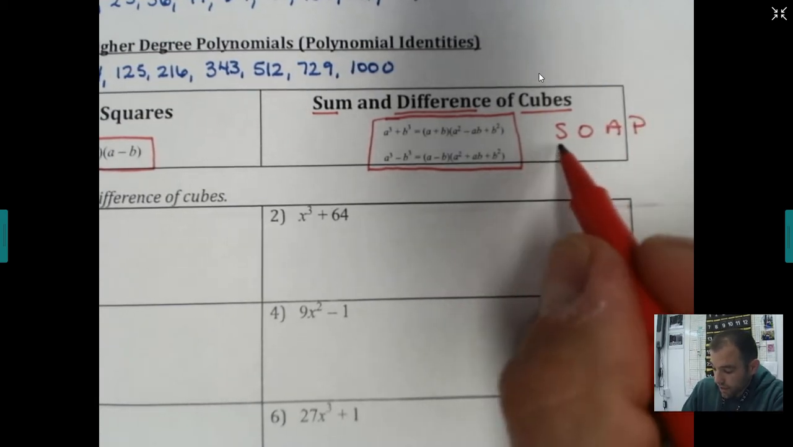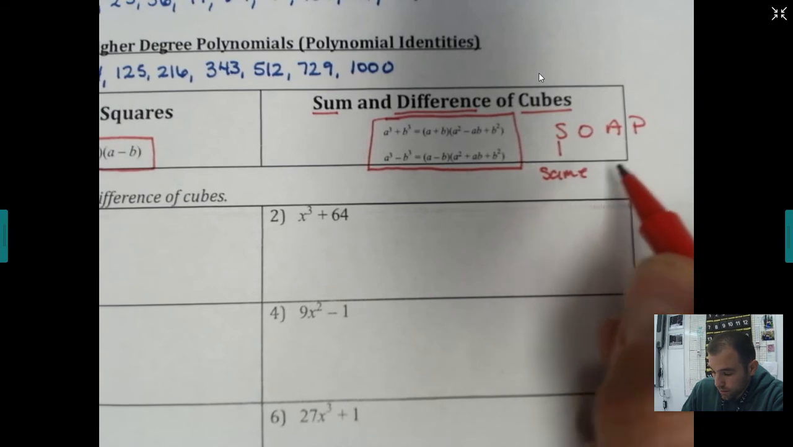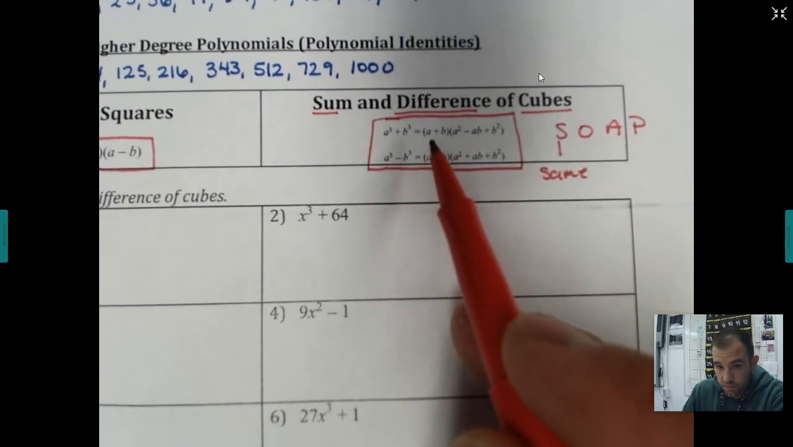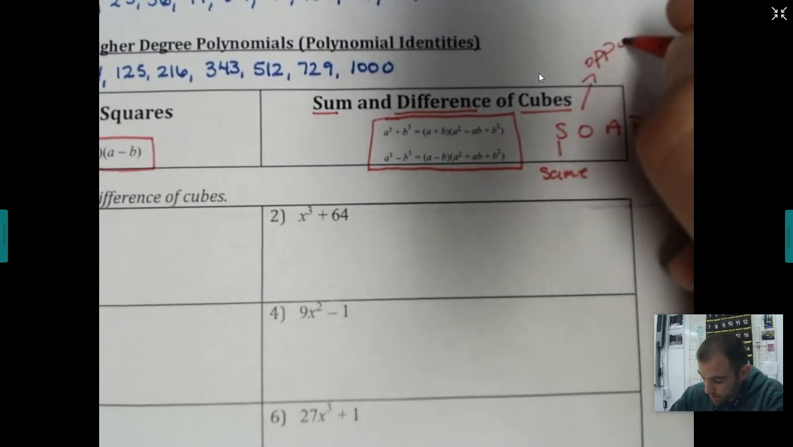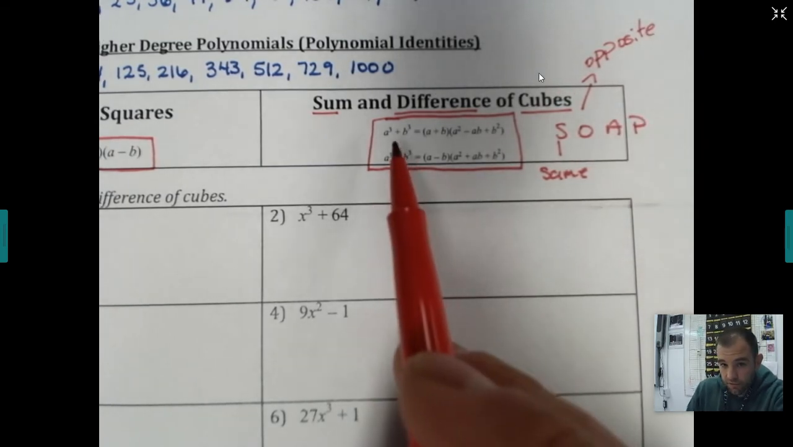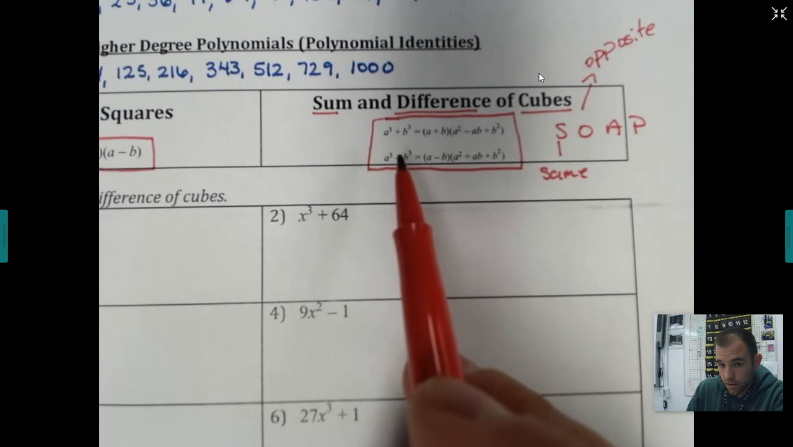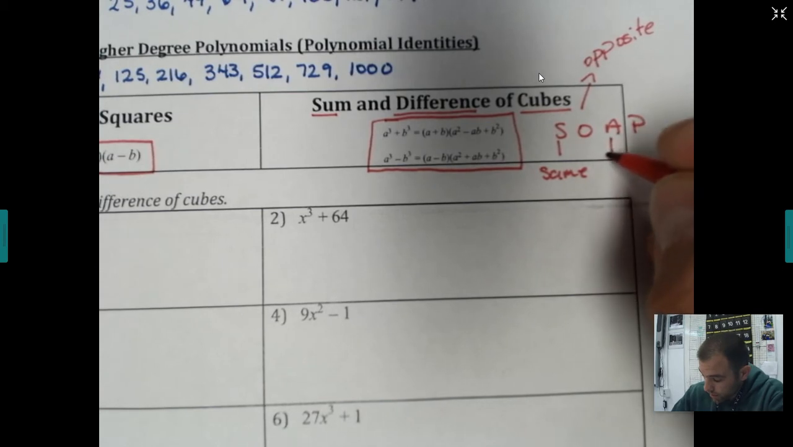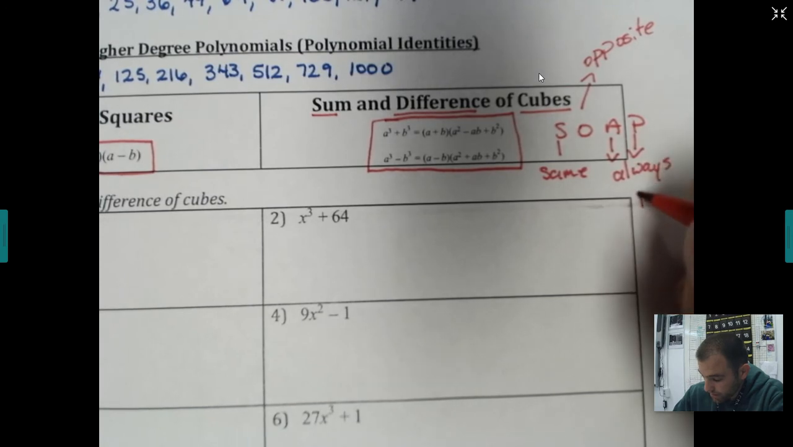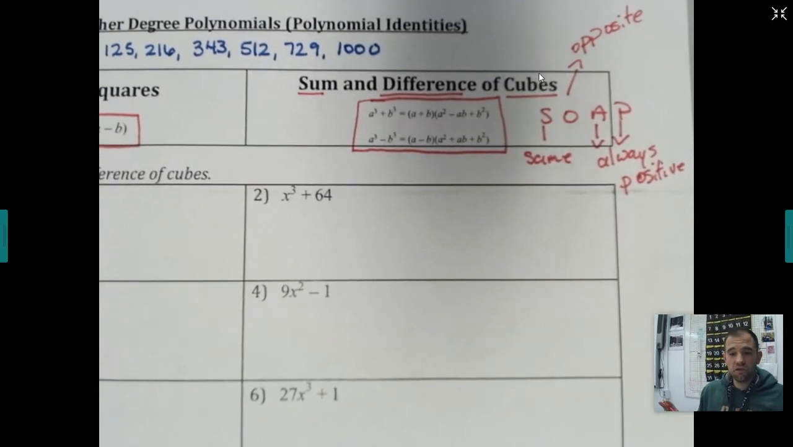The way I remember the signs is through something called SOAP: S-O-A-P. The first sign is always the same: if it was a plus, the first sign is a plus, and if it was a minus, the first sign is a minus. The second sign is always the opposite. The last sign is always positive. If that confuses you, just forget it. You don't need to know it, but that's how I remember it and keep things in order.